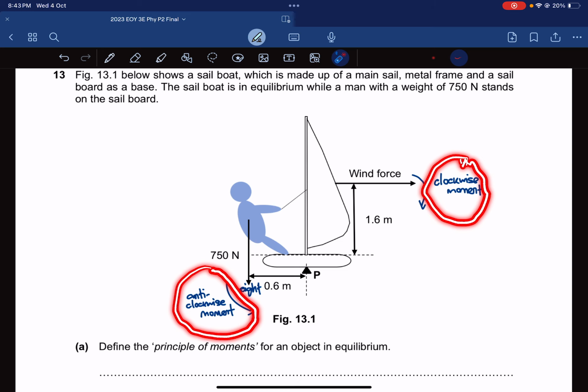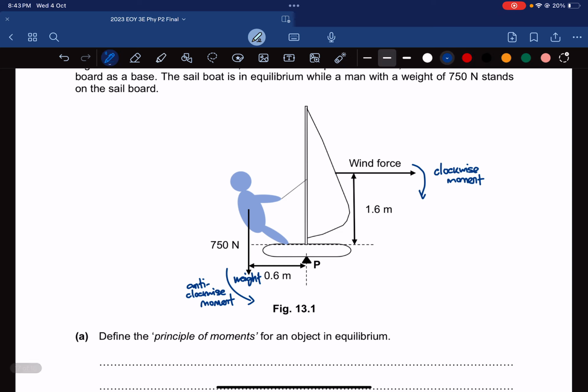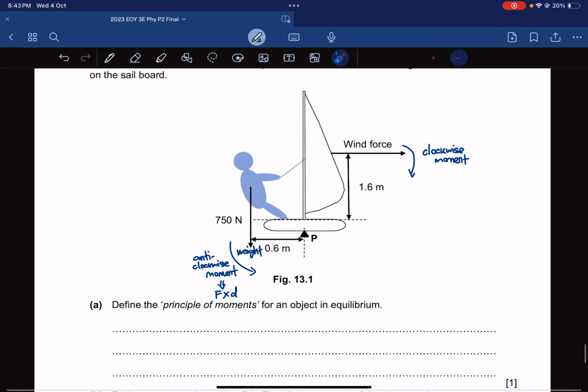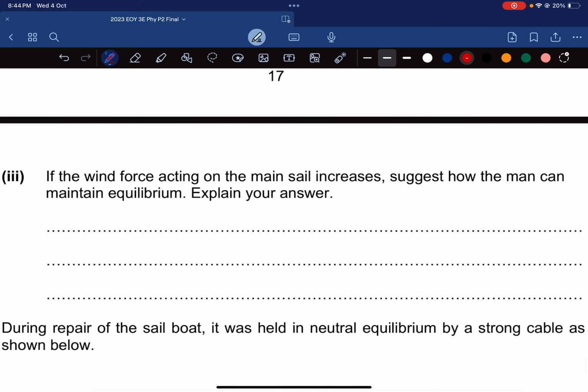We know that from this scenario, the weight of the man cannot change, and the man is just holding the sail in this position. So the only thing that can be changed, since the anti-clockwise moment is force times distance, and this force is the weight, which we cannot change, is the distance between the weight of the man and the pivot point P. So what this man can do is very simple: the surfer can lean further away from the sail.